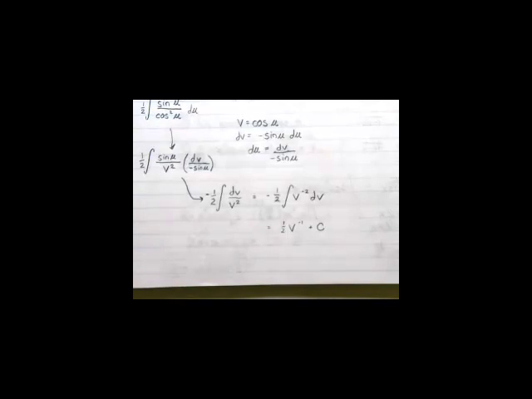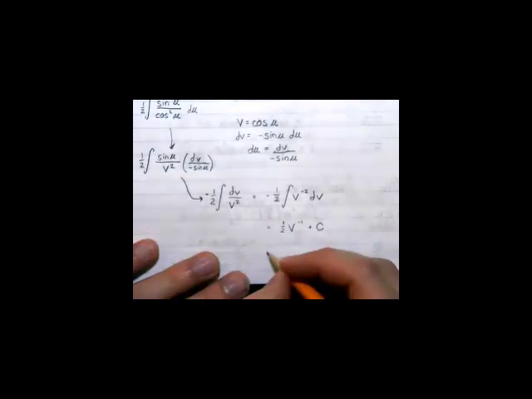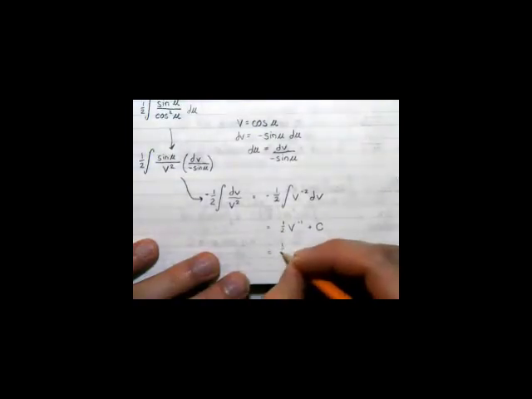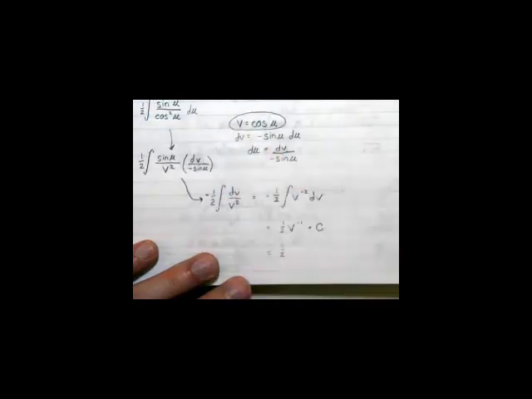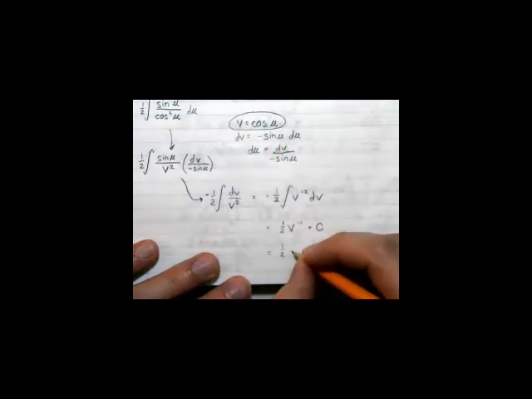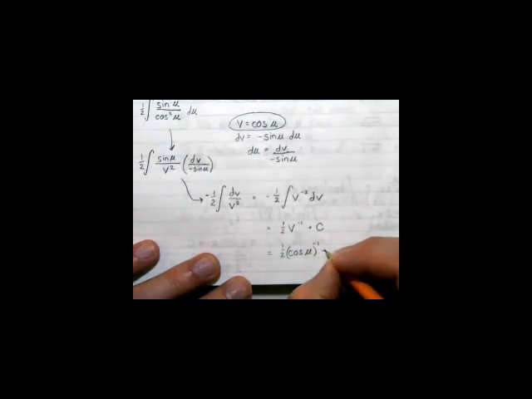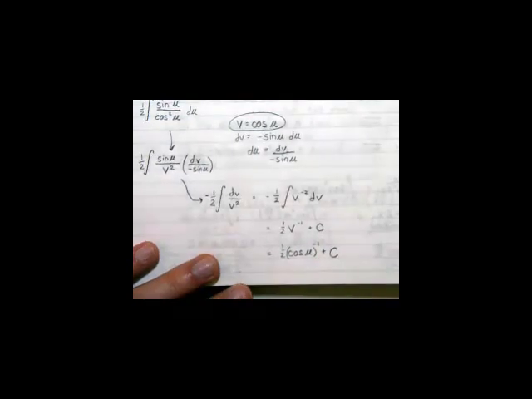But now I got to back substitute. And now I have to do it twice, right? Once to put the u's back in, and then after I got the u's in there, then I got to put the x's back in there. So we'll go through that process. So it's 1/2. What was v? Well, v was cosine of u. So 1/2 cosine u to the negative 1 plus c.